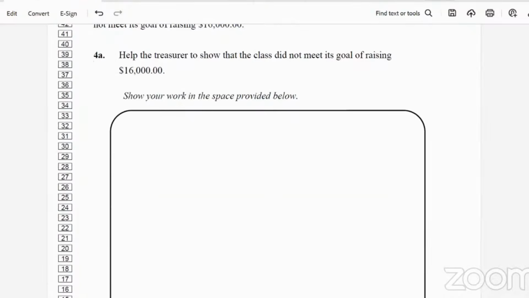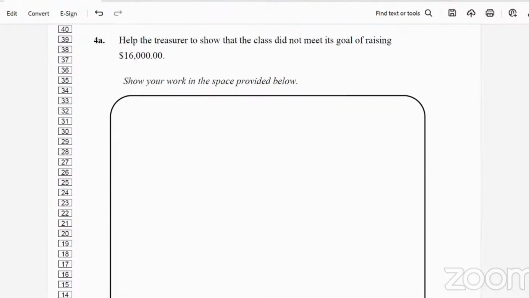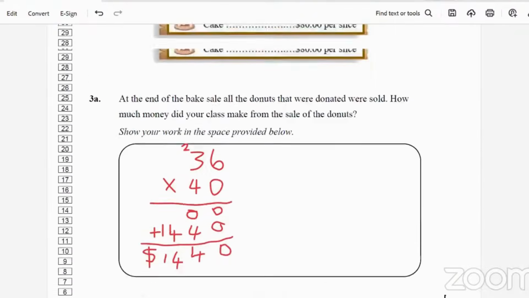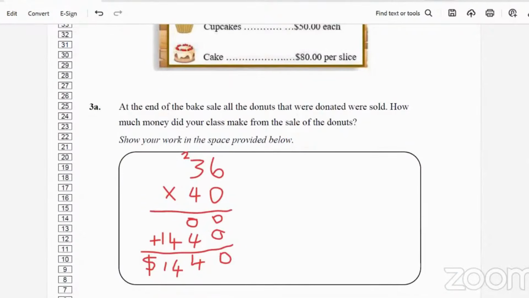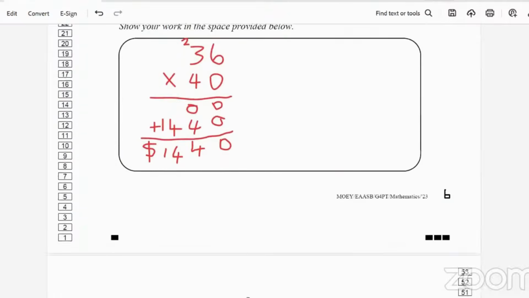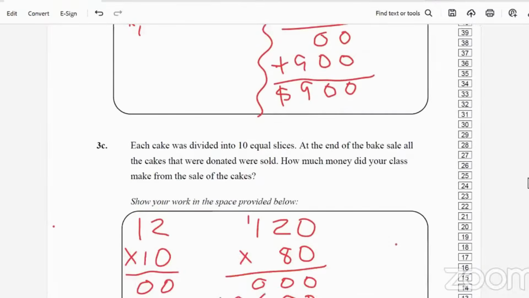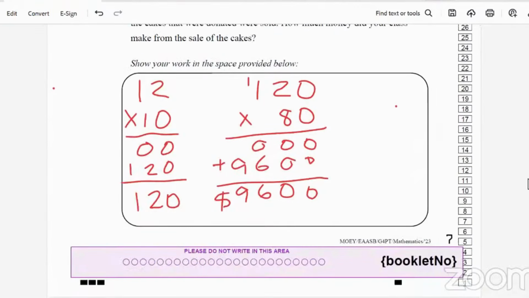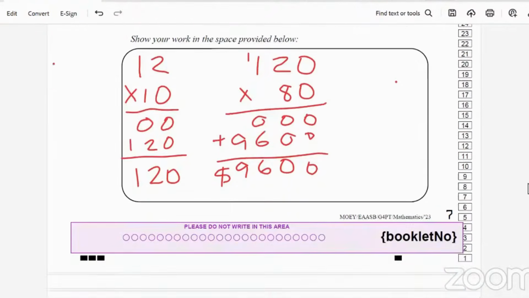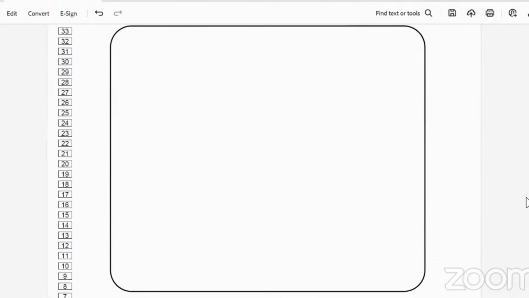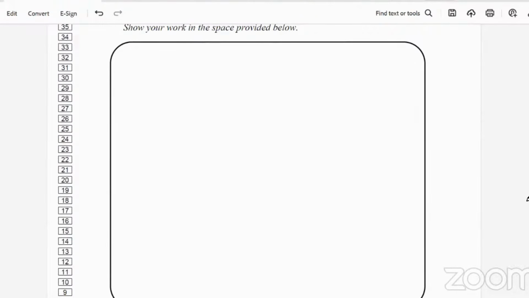All right, so let's do that. What we would need to do is go back to the calculations we performed, right? So we had donut sales, $1,440. All right, you'll need that information. The $900 from the cookies, the $9,600 from the cakes, and remember they said $2,400 from the sale of the cupcakes. So we need to add those 4 amounts, okay, to show.